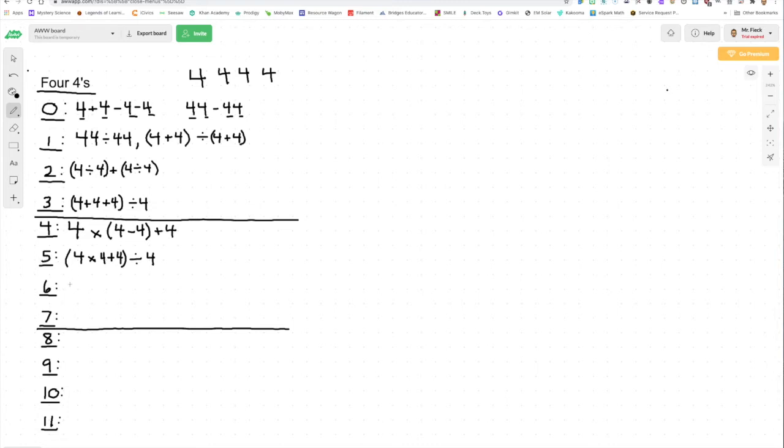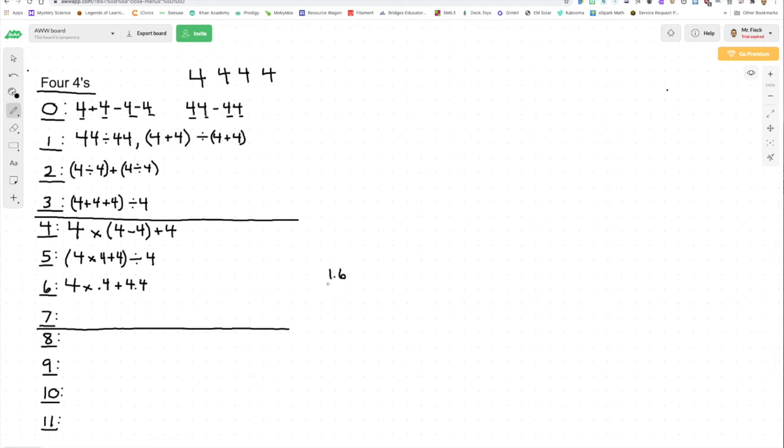And for 6, I came up with this one. I actually got really creative and did 4 times 0.4, or 4 tenths, and then plus 4 and 4 tenths. So I did 1, 2, 3, 4, still 4 fours, but now I included some decimals. So 4 times 4 tenths, well, 4 times 4 is 16. That would be 1 and 6 tenths.